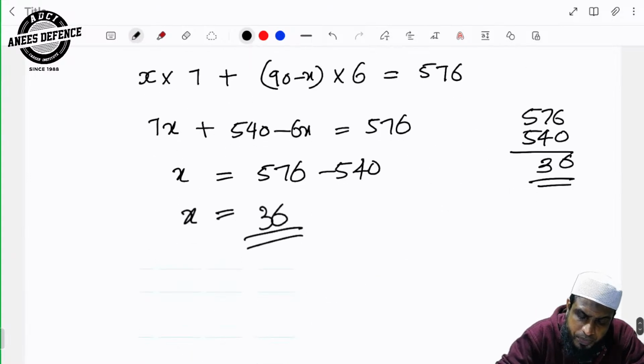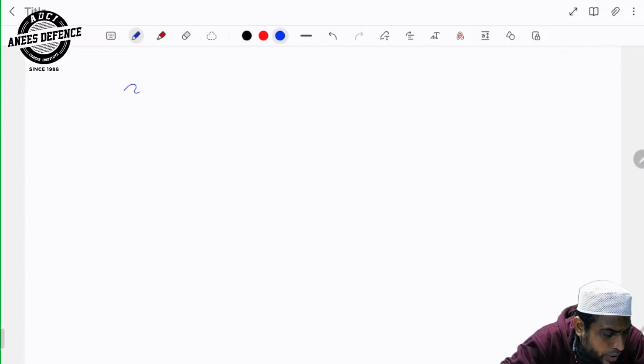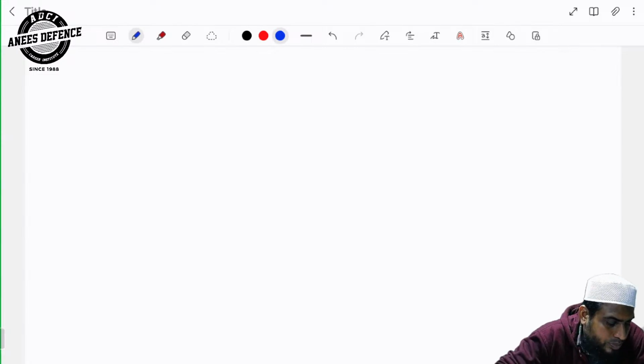The next question. Two bullets are fired at an interval of 15 minutes, but a bus approaching the place of firing hears the second bullet after 14.5 minutes. If the speed of the sound is 330 meters per second, what is the speed of the bus?